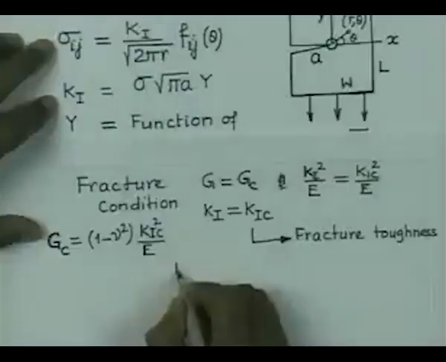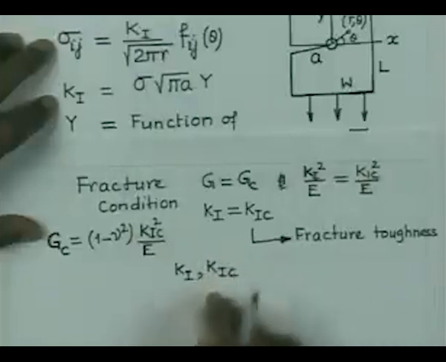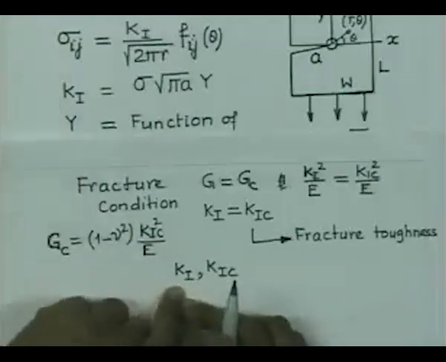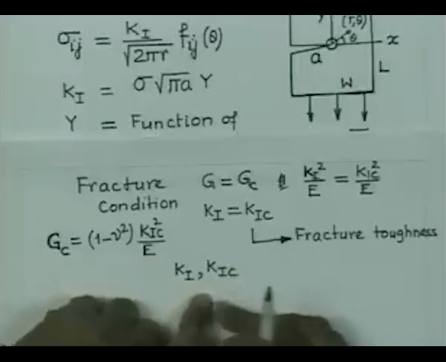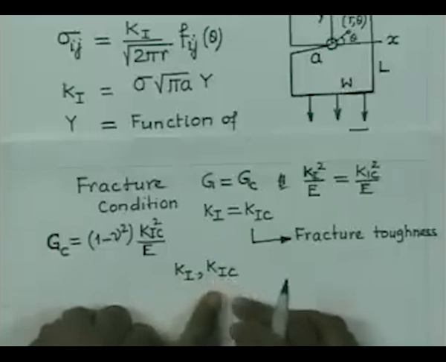What are the units of Ki and KIC? Ki and KIC have the same units, while Ki indicates the amount of severity existing at the crack tip and KIC indicates the material's resistance. So, they are two different quantities in the sense that one is related to the loading and geometry and the other is related to the material property.